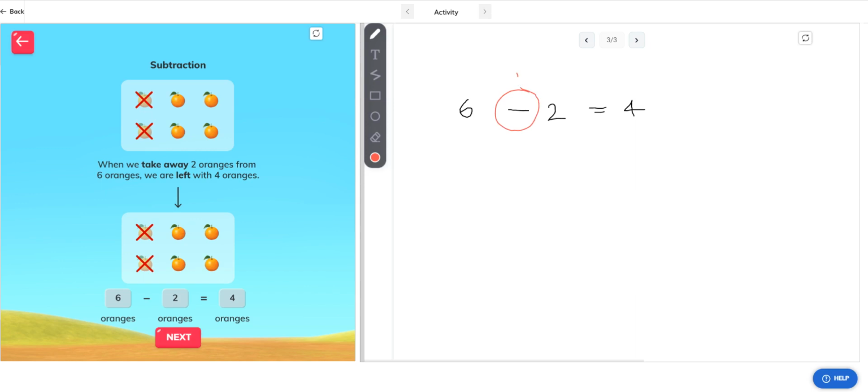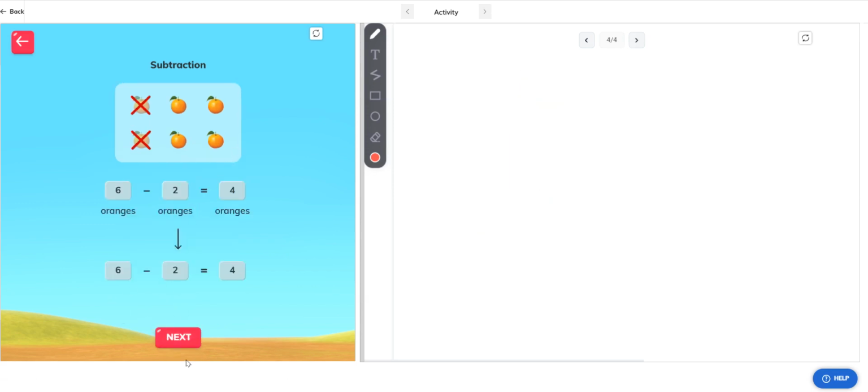This sign, also called the minus sign, is used to show subtraction or taking away. Okay, so 6 minus 2 is equal to 4 oranges. Now, this would be true if instead of oranges, I was given something else. It is not true only for oranges, it is true for anything. Say for example, you have 6 books and you give 2 away to somebody, you have 4 left. If you have 6 rupees and you give 2 rupees away, you'll still have 4 left. So no matter what example you pick, you'll always have 6 minus 2 equals 4.